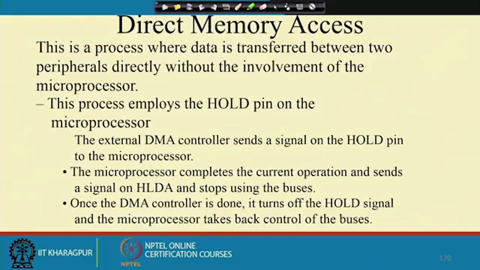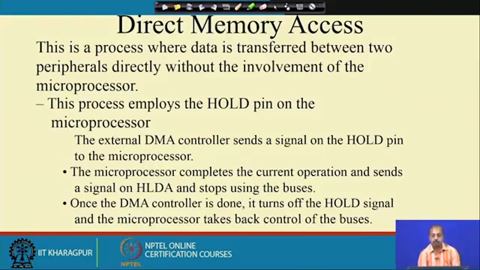To facilitate this process, direct memory access is a procedure by which we can transfer data between two peripherals directly without involving the microprocessor. There is a hold pin in the 8085 processor. This hold pin is used for this purpose. The DMA controller sends a signal on the hold pin to the microprocessor.